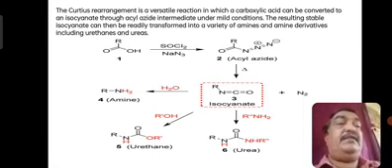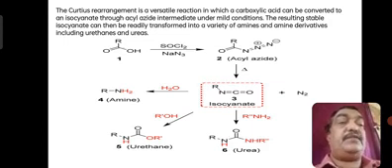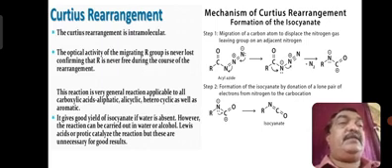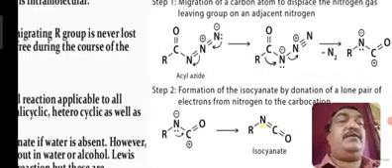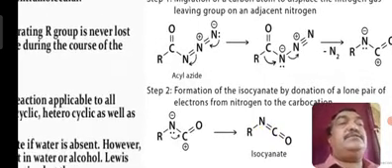Acyl azide on heating forms isocyanate, and the mechanism involves two steps. You write the mechanism of Curtius rearrangement and write it one by one. In the first step, there is a shift of the lone pair of electrons from the last nitrogen to the middle one, and you will get N triple bond N with a plus charge and the other N with a positive charge.